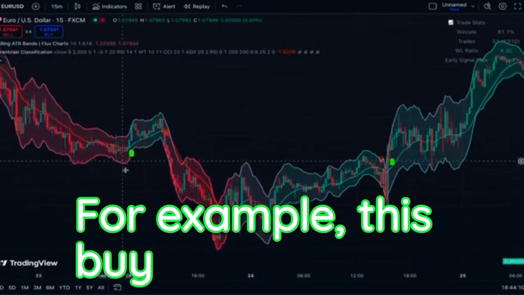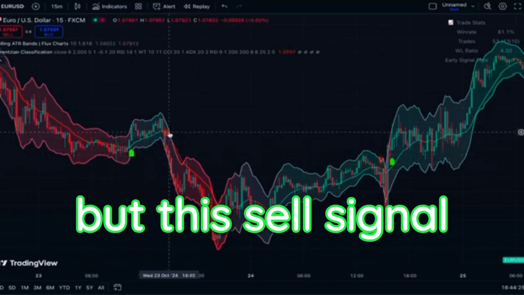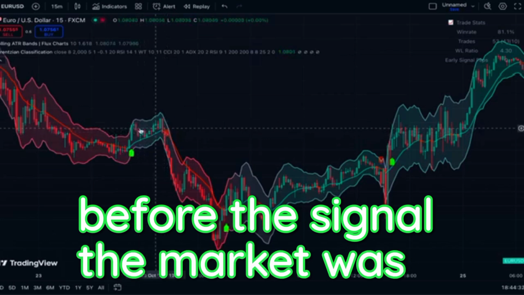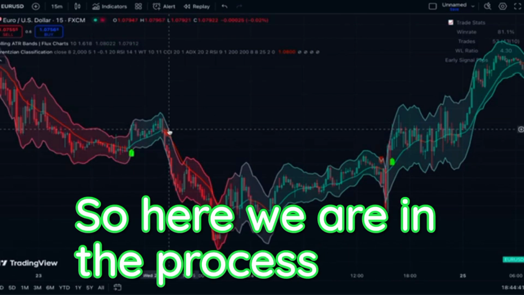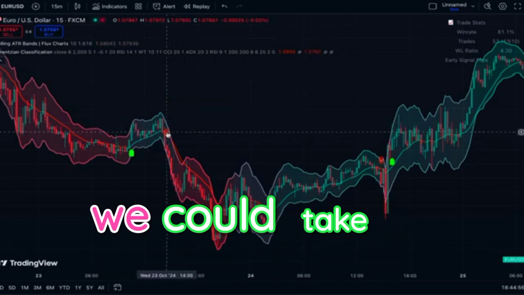For example, this buy signal here is rejected because the bands are red, but this sell signal here is a confirmed signal because before the signal the market was flat and before that downtrend. So here we are in the process of downtrend continuation. So the signal is confirmed and we could take it in practice.